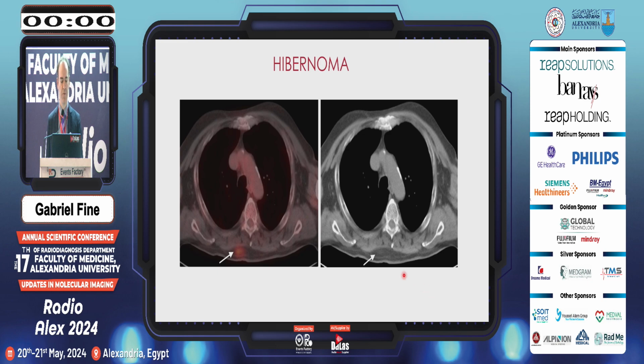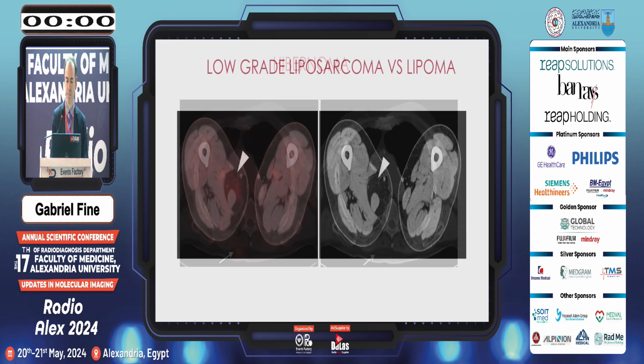So this is an example of a hibernoma. You can see it in this right paraspinal region here. You see the arrow with the mild uptake and a little bit of fat density, a little bit of stranding. We cannot well differentiate this from a low-grade liposarcoma. However, we can say this is a spot and we can help guide biopsy or guide monitoring of it.